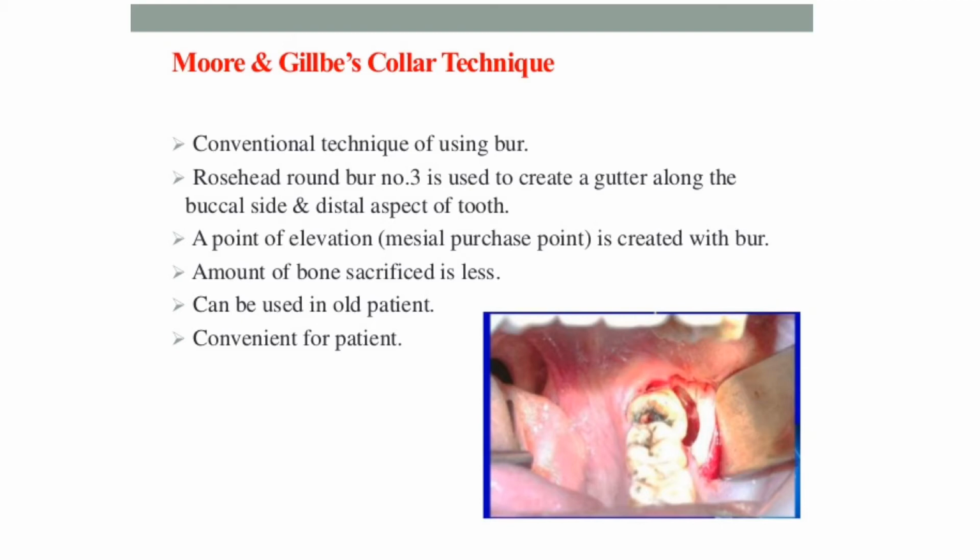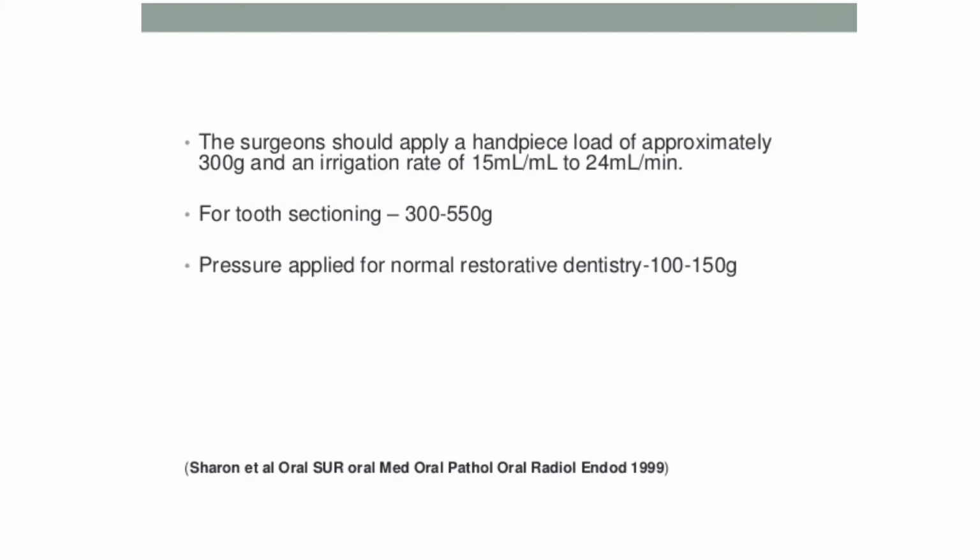The amount of bone sacrificed is also less with this technique. This can also be used in old patients and it is also convenient for all patients. The surgeon should apply a handpiece load of approximately 300 grams and an irrigation rate of 15 ml per minute to 24 ml per minute. For tooth sectioning, a handpiece load of 300 to 550 grams can be used, and the pressure applied for normal restorative dentistry is 100 to 150 grams.